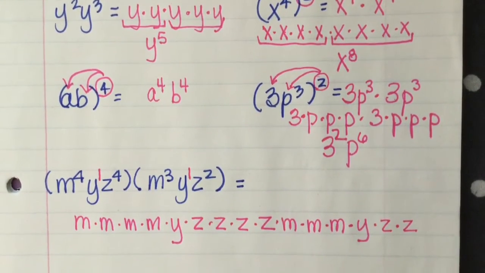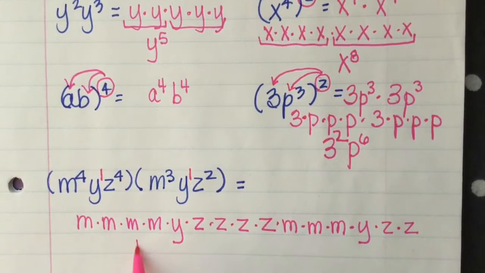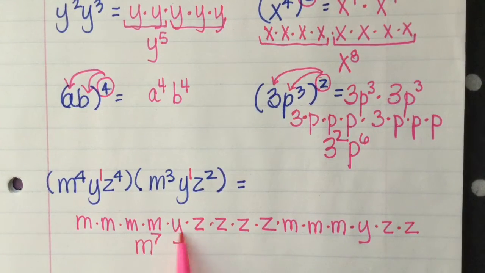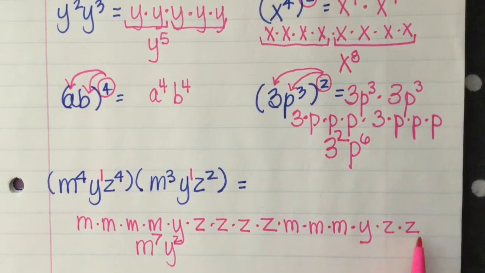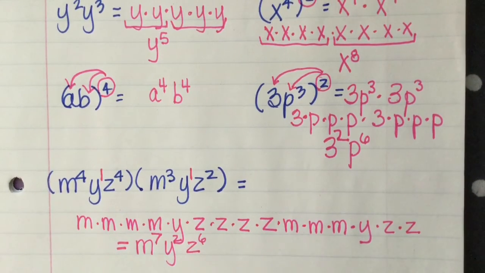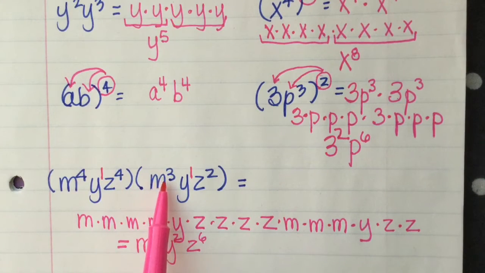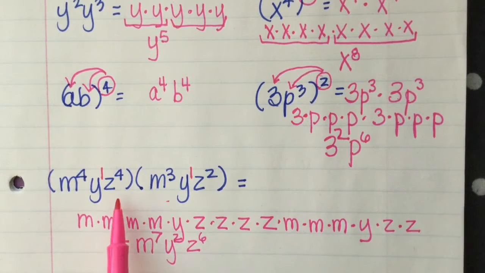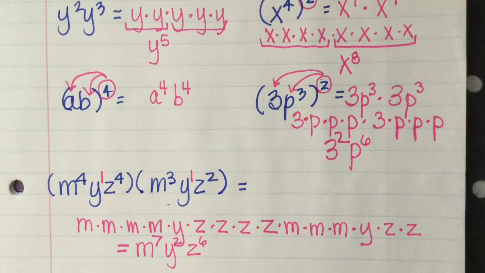To simplify that out, I'm going to combine like terms. 1, 2, 3, 4, 5, 6, 7 of these m's. 1, 2 y's. And 1, 2, 3, 4, 5, 6 of my z's. Now notice, that's going to be my final answer, but up here I could have just said, well, I have m to the 4th and m to the 3rd. 4 plus 3 gives me 7. I have one y and another y, so that's y squared. Z to the 4th, I've got 4 of them plus 2 more of them, z to the 6th. So the rule of adding my exponents would work because I'm multiplying like bases.